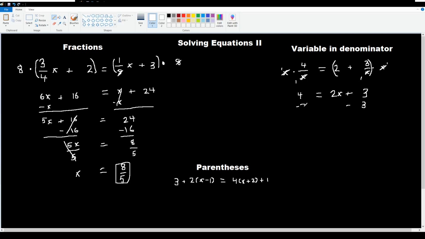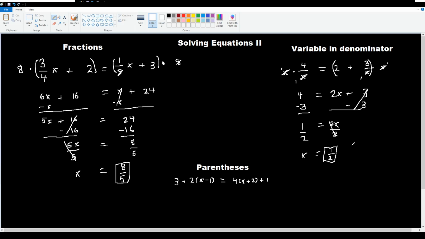Very easy stuff. So 1 equals 2x. Because 3's get eliminated, bring down the 2x, and 4 minus 3 is 1. And now you just divide both sides by 2 to isolate that x. And what you get is, I'm just going to swap the sides here because it looks better. So x equals 1/2 is going to be your answer.